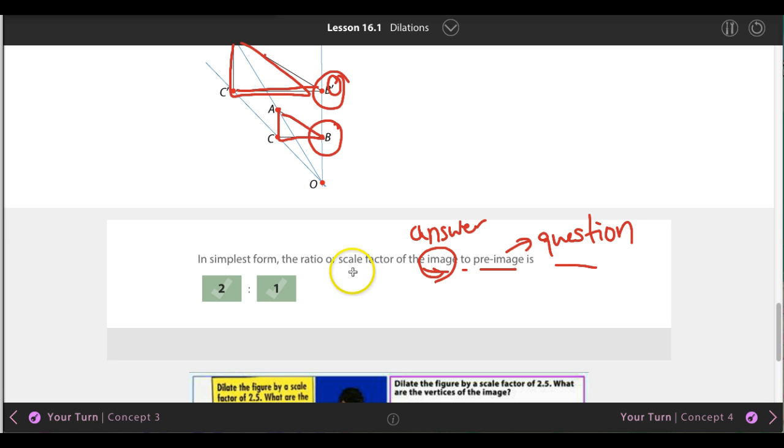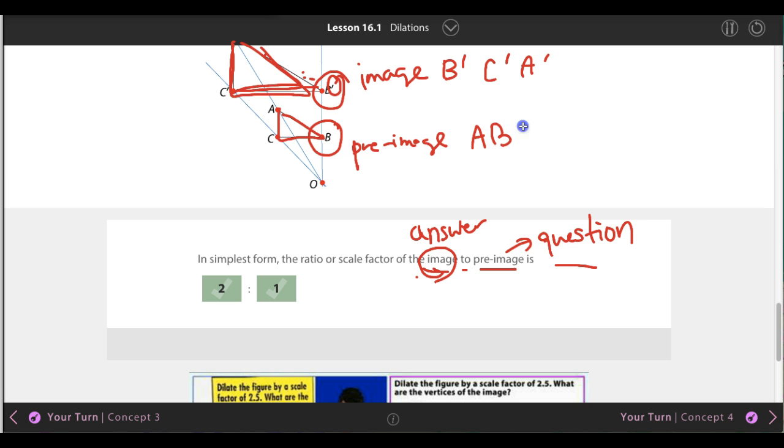And so the question says the scale factor of the image to the pre-image. So then you have to put the number of the bigger one first, because this is the image, and you know this because of the primes, the B prime, the C prime, and the A prime. And you know that this is the pre-image, the question, because it doesn't have any prime, it's just A, B, and C, right? So that's why you're going to put the 2 first, and so it's 2 to 1.